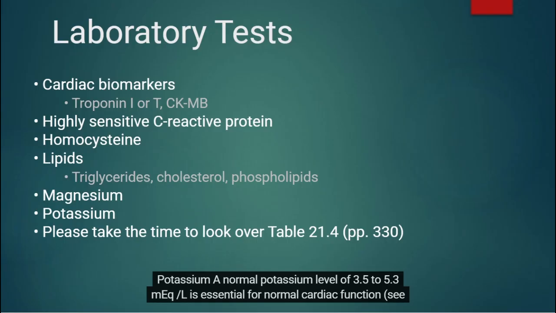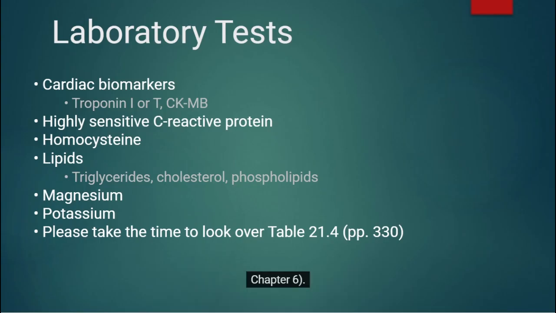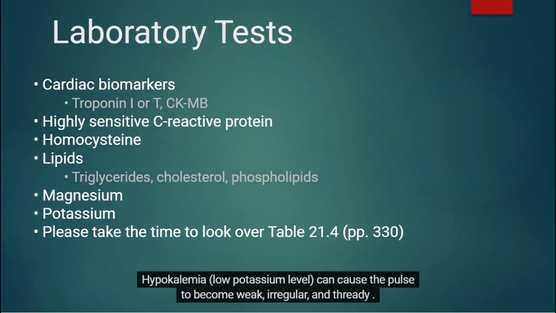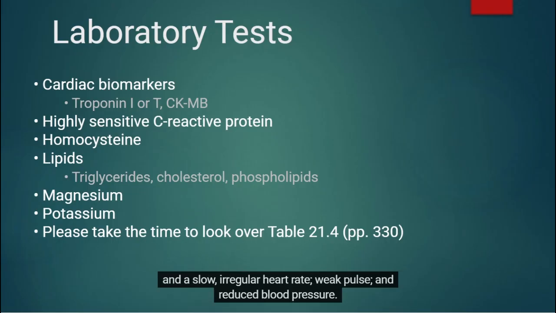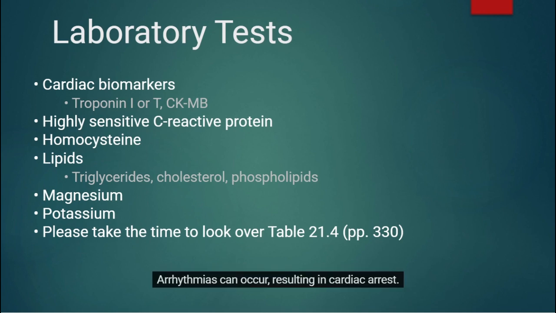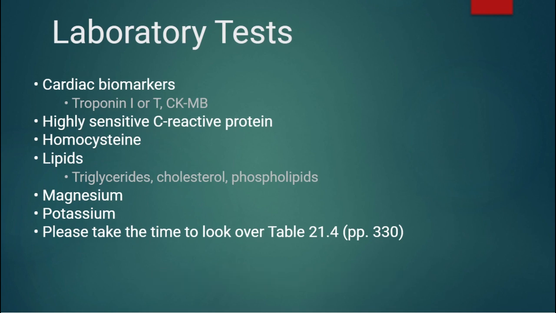Potassium. A normal potassium level of 3.5 to 5.3 mEq/L is essential for normal cardiac function. See Chapter 6.5. Hypokalemia, low potassium level, can cause the pulse to become weak, irregular, and thready. Hyperkalemia, high potassium level, can result in muscle twitches and cramps, followed by muscular weakness and a slow, irregular heart rate, weak pulse, and reduced blood pressure. An abnormal potassium level can be dangerous. Arrhythmias can occur, resulting in cardiac arrest.